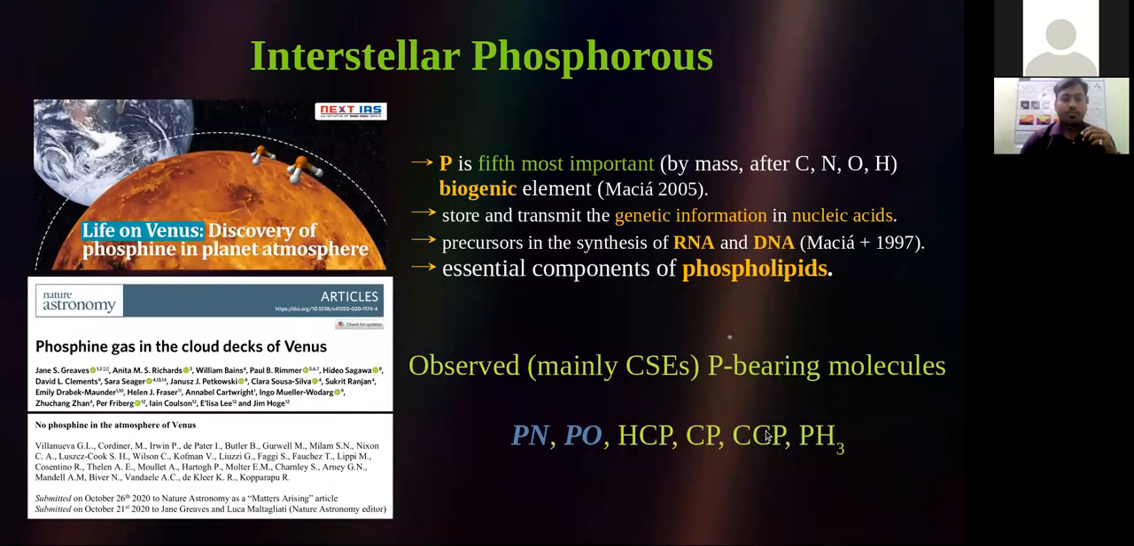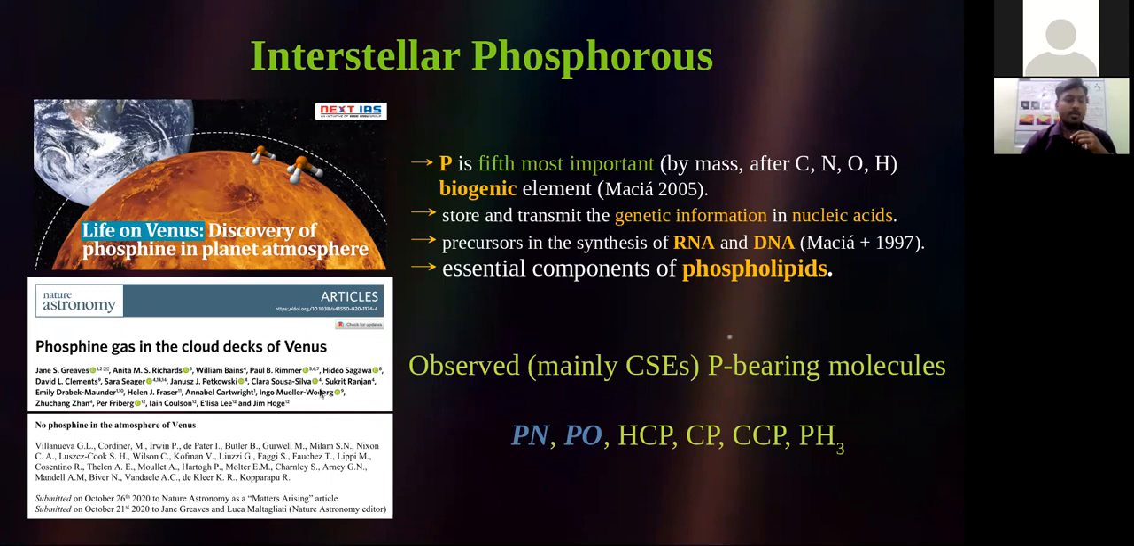So now I move to the next topic, interstellar phosphorus. Phosphorus is the 5th most important element by mass after carbon, nitrogen, oxygen, and hydrogen. It is a biogenic element. It stores and transmits the genetic information in nucleic acid. It serves as a precursor in the synthesis of RNA and DNA. It's also an essential component of phospholipids. So phosphorus is an important biomolecule, and it is important for astrobiology purposes.